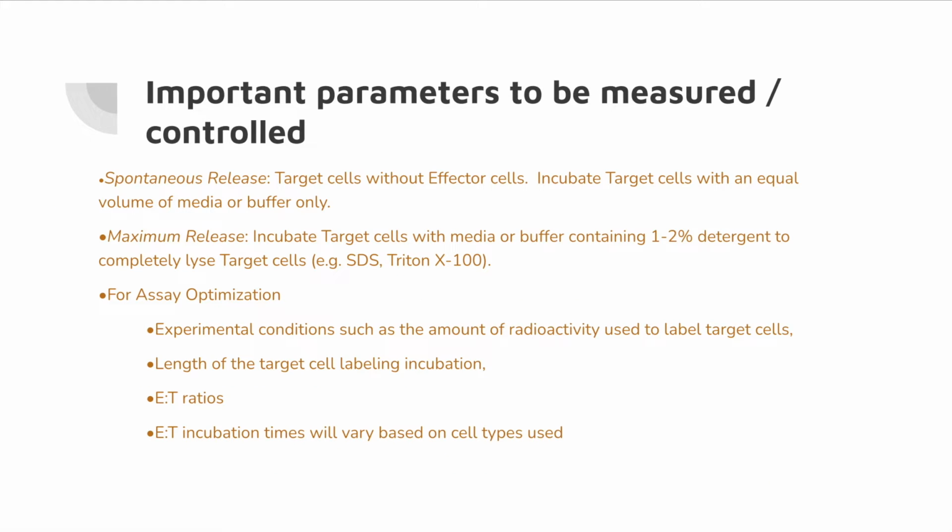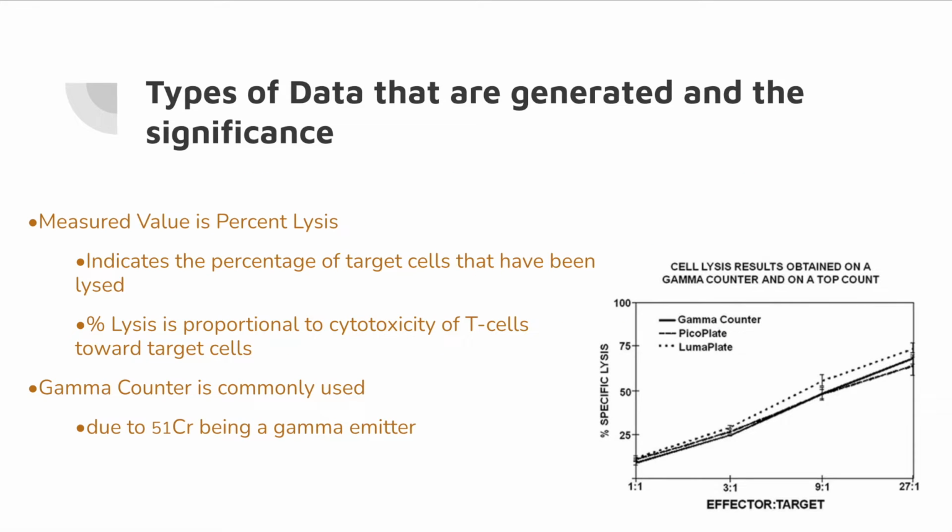Important parameters to control for this assay are the volume of media or buffer, radioactivity for target cell labeling, and the effector to target cell ratios. The purpose for controlling these parameters is for optimization. The chromium-51 that is released from the target cells after lysis is counted by a gamma counter. This is because chromium-51 is a gamma emitter.